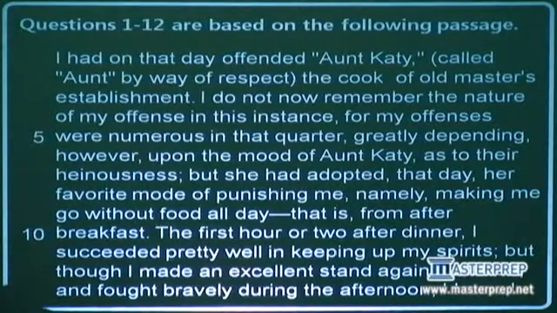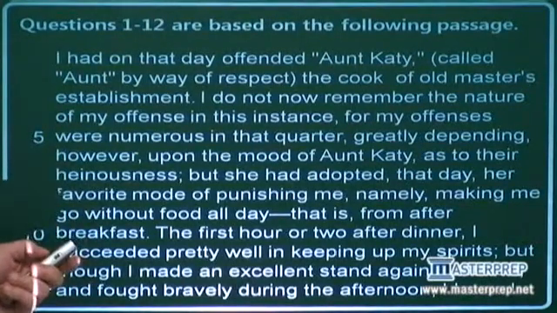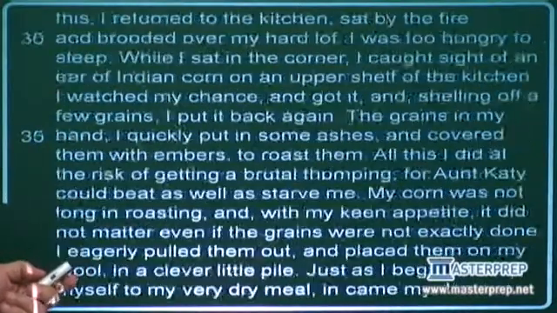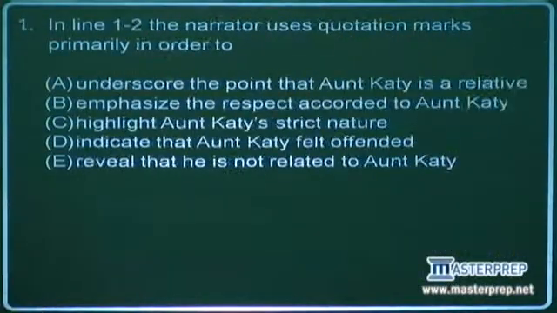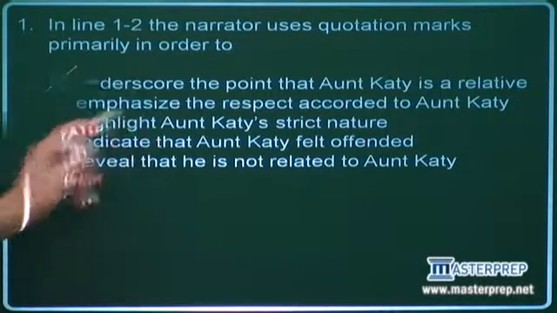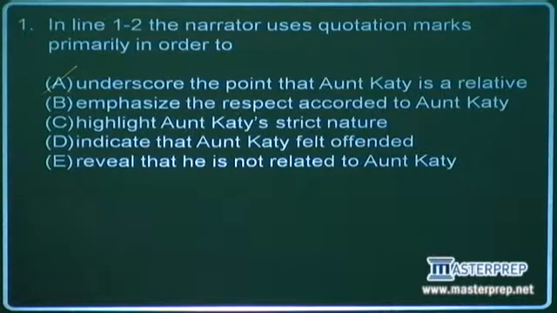Okay, so the whole point is that this lady Katie, I know that rhymes, but she's a lady, or woman. This woman Katie is not really his aunt. Okay, so let's see which one says not really his aunt. Underscore the point that Aunt Katie is a relative. Well, this is the opposite. That's out. Emphasize the respect accorded to Aunt Katie. Quotation marks could be used for emphasis, but we're looking for the doubt answer. Highlight Aunt Katie's strict nature. No, it's not about being strict.